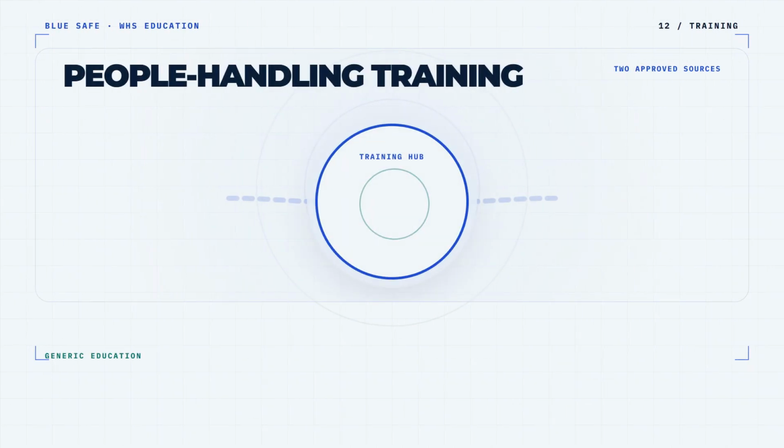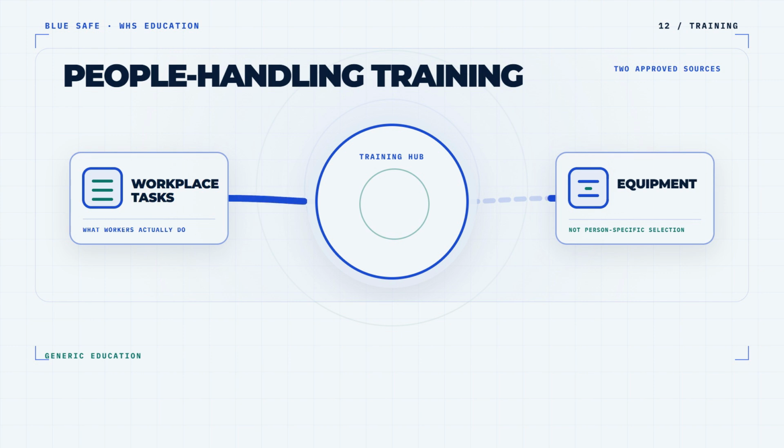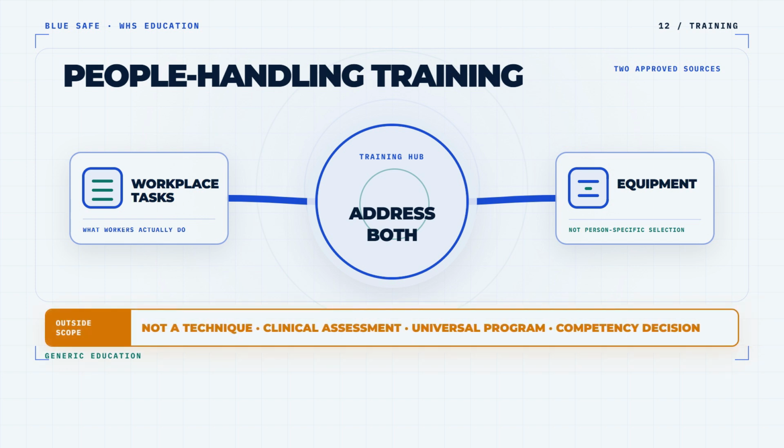People handling training should address workplace tasks and equipment. The approved claim keeps training connected to what workers actually do and the equipment involved. This is not a patient-specific technique, a clinical competency assessment or a universal training program. It does not decide that a worker is competent for a particular task.